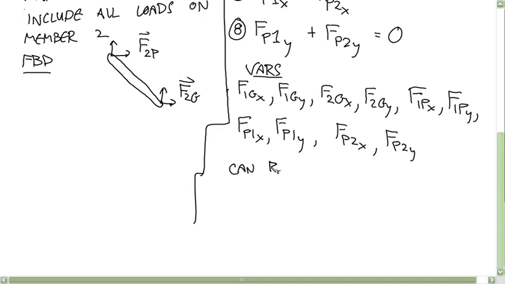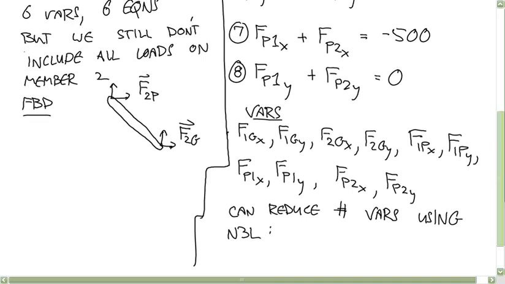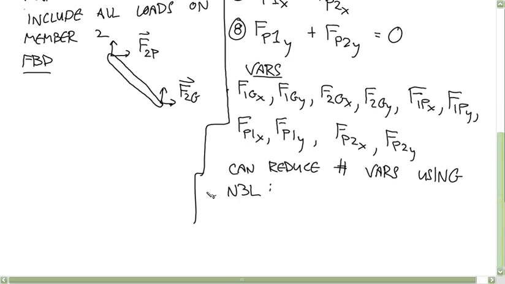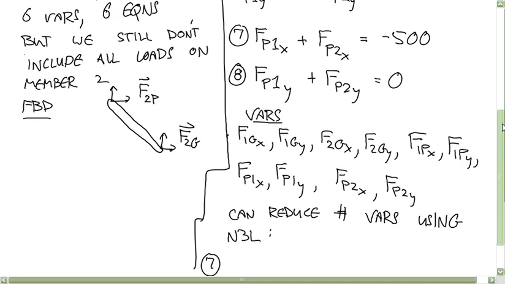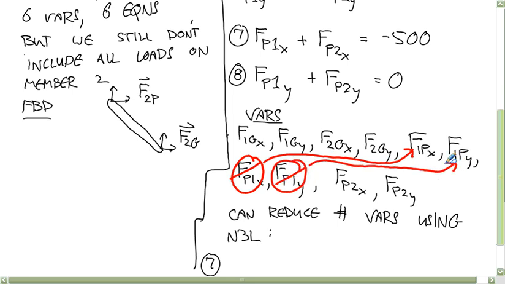And then recognize we can reduce the number of variables using Newton's third law, okay? And in order to do that, we're going to replace in equation 7. We're just looking through this list to see which ones are redundant based on Newton's third law. Okay, so we know this one is the same as this one, right? This one, not the same, but it gives us the same information. And then these two are new. We can't do anything with those.